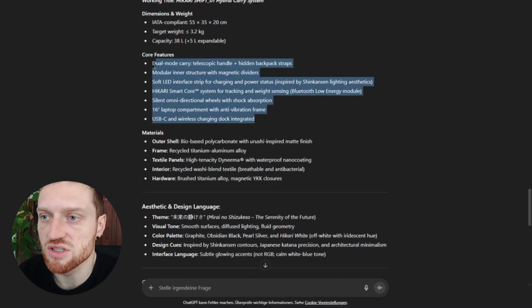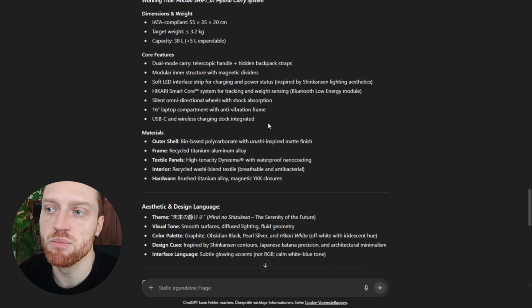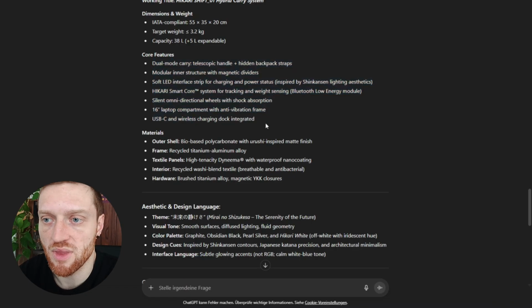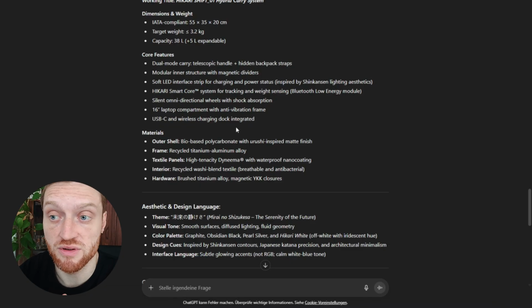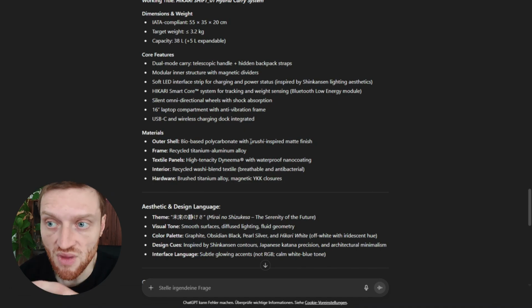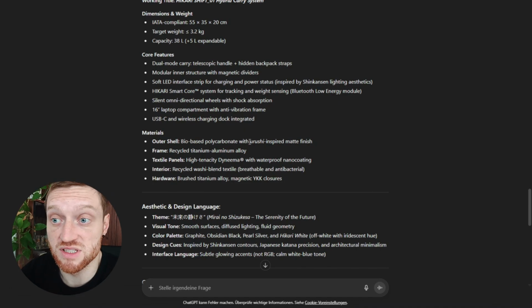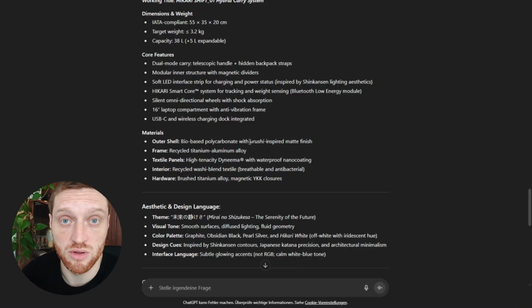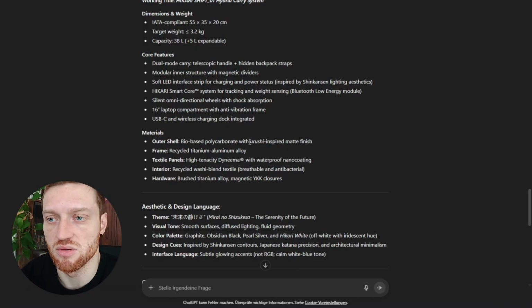Then you get a list of core features like dual-mode carry, telescopic handle, hidden backpack straps, modular inner structure with magnetic dividers, soft LEDs, and so forth, right? It's not like you have to bring all these in, but you can. You can now really just evolve this frame, this reference, and keep talking to ChatGPT as if it were your client. Do we really need space for a 16-inch laptop? Or is a space for, I don't know, a 12-inch tablet enough? Or do we actually need more space for a camera too?